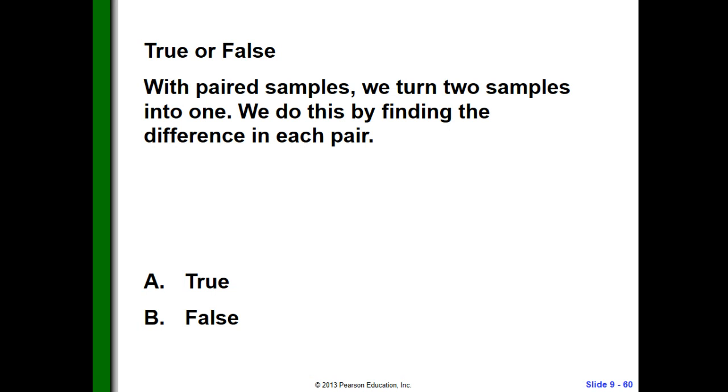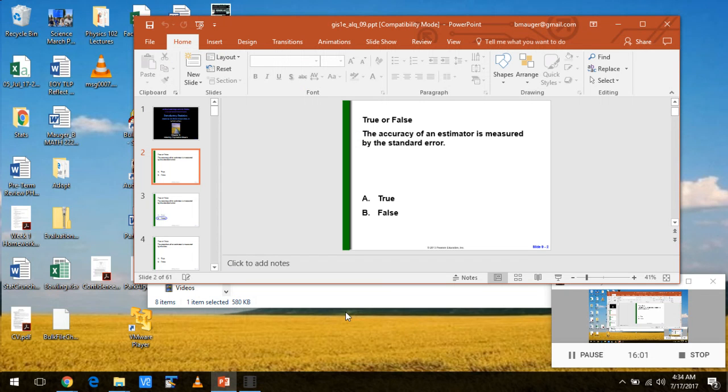With paired samples, we turn two samples into one. We do this by taking the difference of each pair. We take the after and subtract the before to see what our treatment has done. This is true. And we're going to wrap this up here.